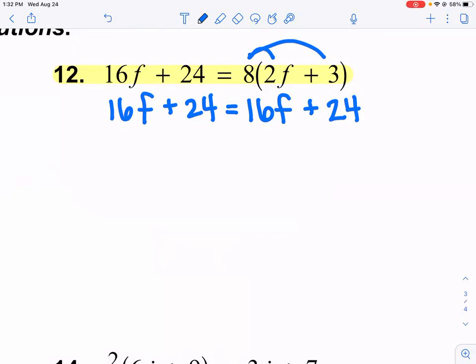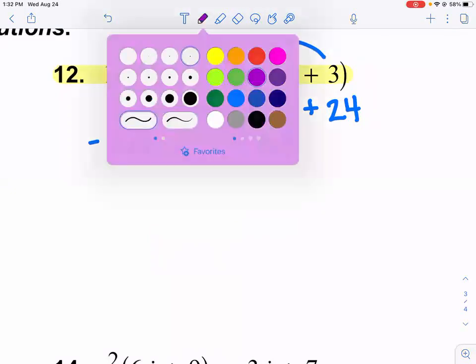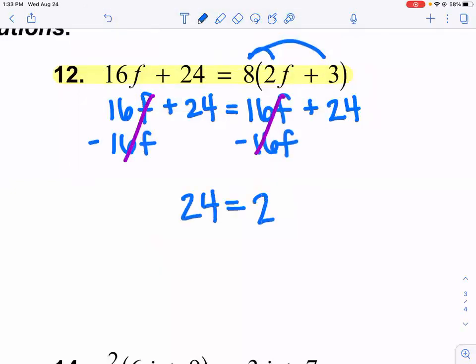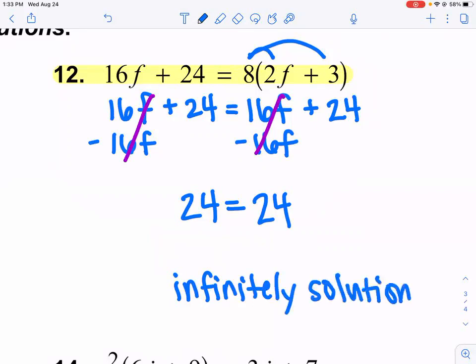Low key, that looked the same. So look at this. I'm excited because I have 16F on both sides. And I know that if I subtract 16F to the other side, they cancel and I'm left with, okay, Colin, how often is 24 equal to 24? All the time. So we have infinitely many solutions. What's your question, Sophia?